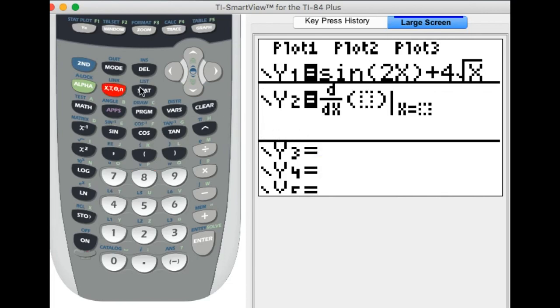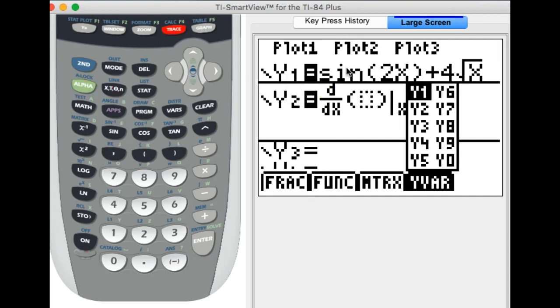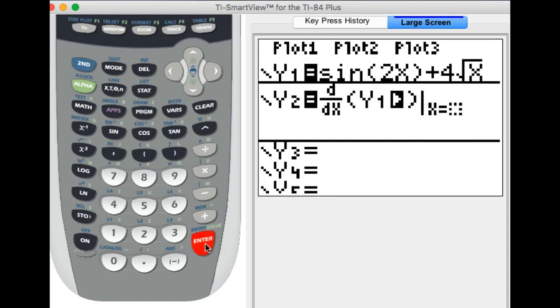So there's my x. From my function, I'm going to use y1, and so I go here to the F4 to get my y variables. I select y1 and hit enter. So this is saying get me the derivative of y1. And then we're not evaluating at a specific point. So what you enter here is x. And so now I'm going to also get a graph of this.